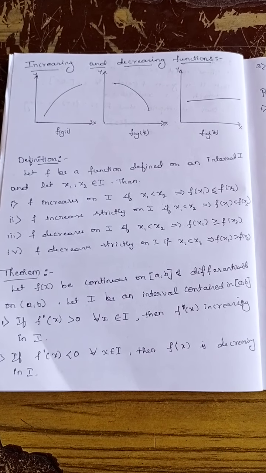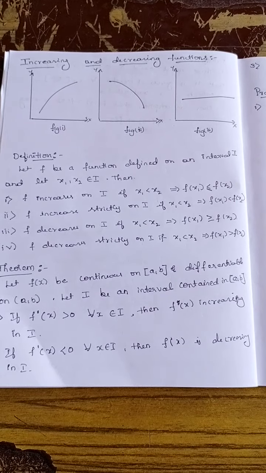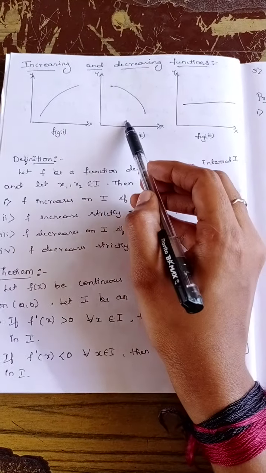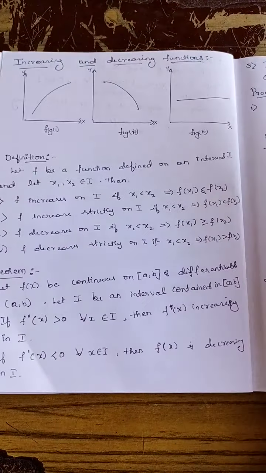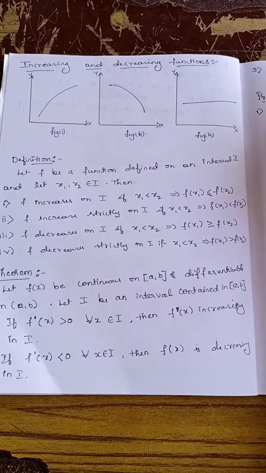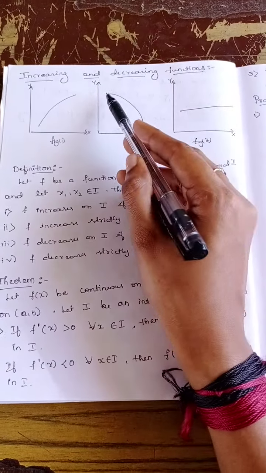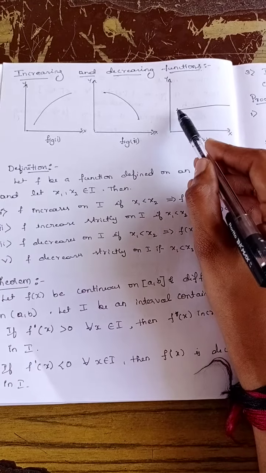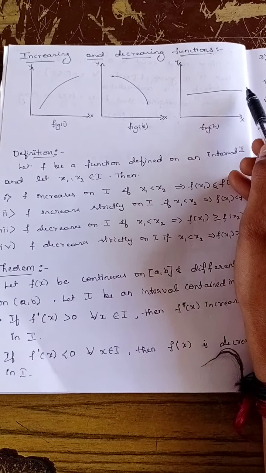Hello dear student, now let us see the next application of derivative, that is increasing and decreasing functions. See these three pictures. The first one is an increasing function. By the graphical method we can predict whether they are increasing, decreasing, or neither increasing nor decreasing. Clearly this is an increasing function, this one is a decreasing function, and this is neither increasing nor decreasing, or it is also called a constant function.